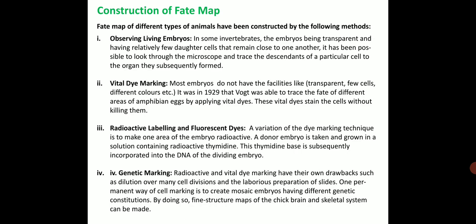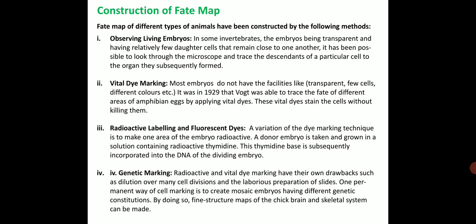The third one is radioactive labeling and fluorescent dye. A variation of the dye marking technique is to make one area of the embryo radioactive. The donor embryo is taken and grown in a solution containing radioactive thymidine. This thymidine base is subsequently incorporated into the DNA of the dividing embryo. This is the third method by which you can construct the fate map.